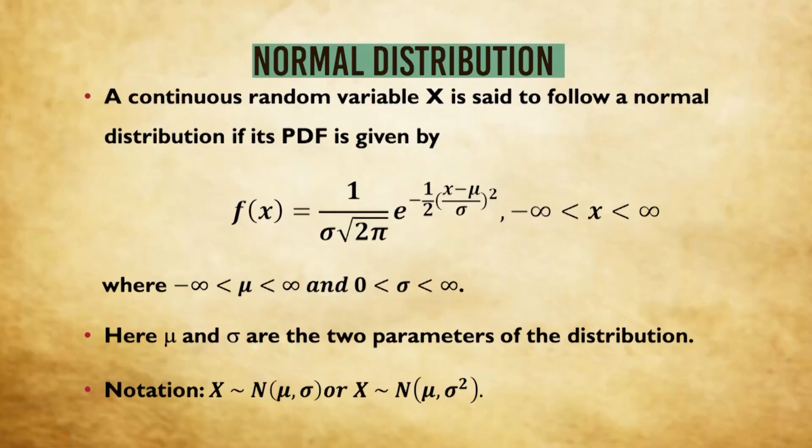Now whenever we say that x follows a normal distribution, we won't always say it in words, we fix a notation. The notation is x follows N(mu, sigma) or x follows N(mu, sigma square). We can use either of the two notations. In the references given, you can find various books, and various books will give you various notations. So let us be familiar with both the notations.